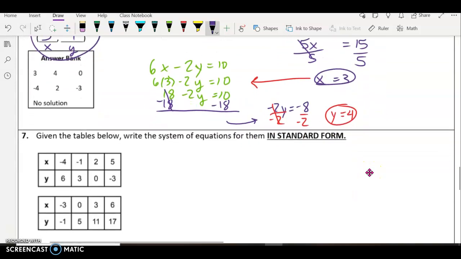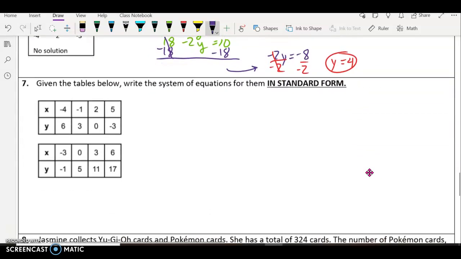All right, guys, look at number 7. In number 7, you're asked to write the equations in standard form. Very important to note that it needs to be in standard form. Let's remember what that is. Ax plus By equals C, where there are no fractions. And remember, the A value must be positive.